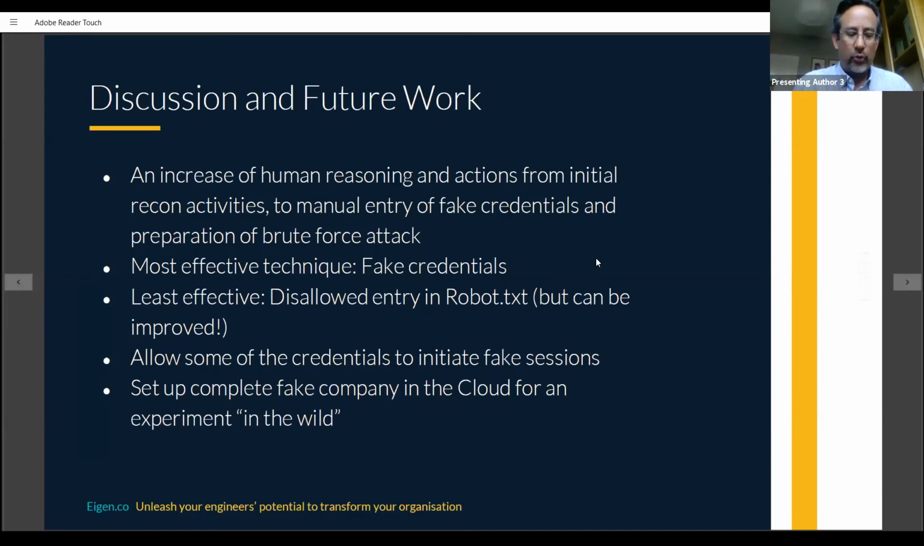So for future work: in this limited experiment, we definitely observed an increase in human reasoning and actions as the pen test progressed. By far, as I've said, the most effective technique was the use of fake credentials. The least effective was the disallowed entry in the robots.txt file. Again, because as I said, the name is very common and it was just guessed. So the recommendation from this is that we should use non-common names in all honey tokens of this type, so they are discovered and analyzed as intended and not as a wild guess.